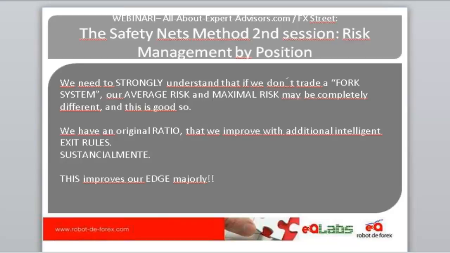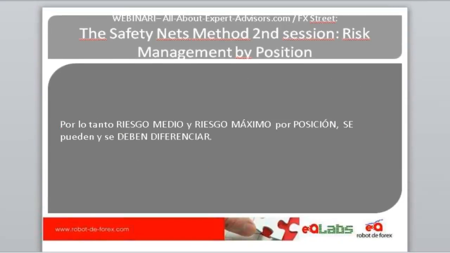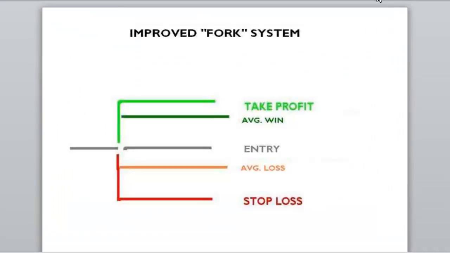Okay, so we need to understand what is a fork system. A fork system is a quite idiotic system where you just trade and you enter the trade. Let me show you a picture of that. Listen, I have the slides by mistake in Spanish. That's a fork system. A fork system is basically I have an entry point and it just goes out by take profit, the green line here, and by stop loss. You see the fork? You see the fork?